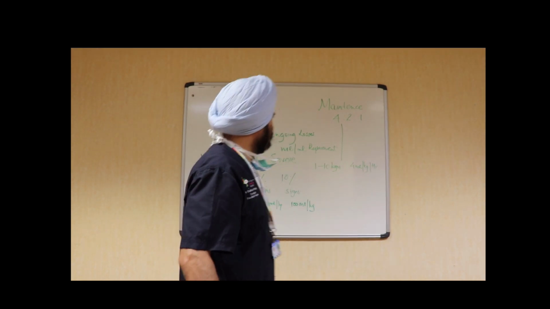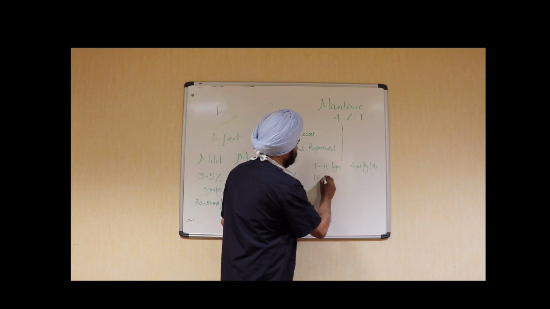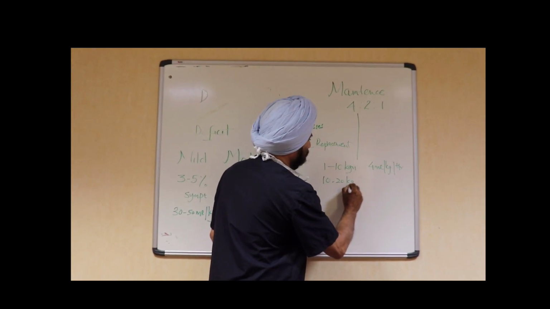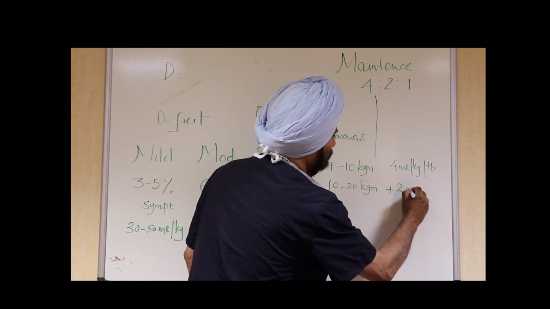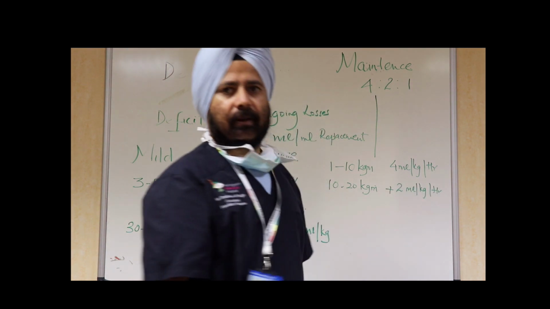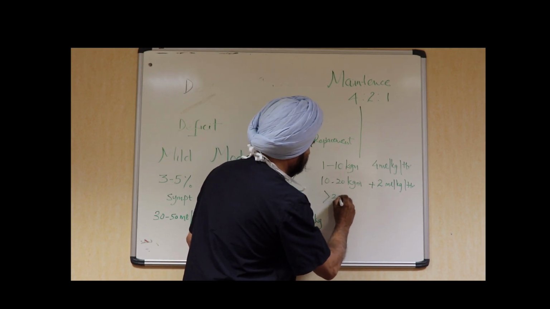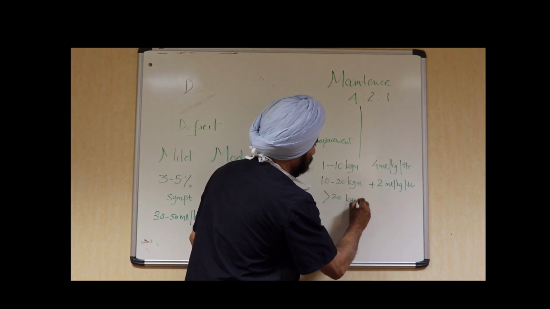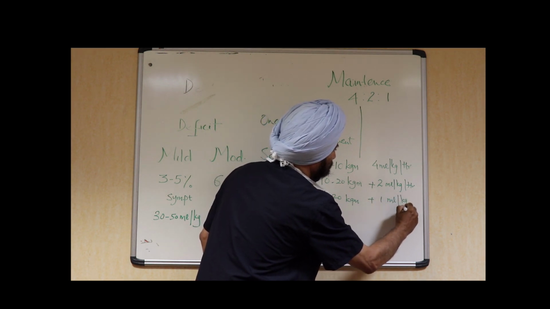We'll talk about the fluids in each category. We're just doing the mathematics part, how much to give in each category. So any weight of a child which falls in the category of 10 to 20 kilograms will get an additional 2 ml per kg per hour of fluid. And anything of the weight which goes above the 20 kilogram category will get an additional 1 ml per kg per hour.